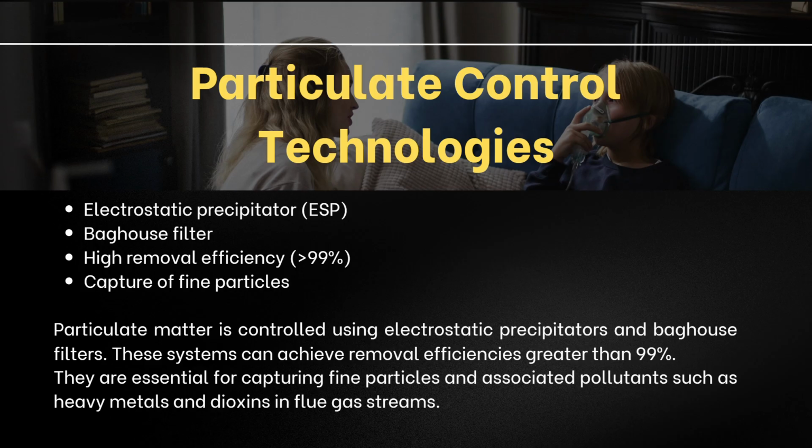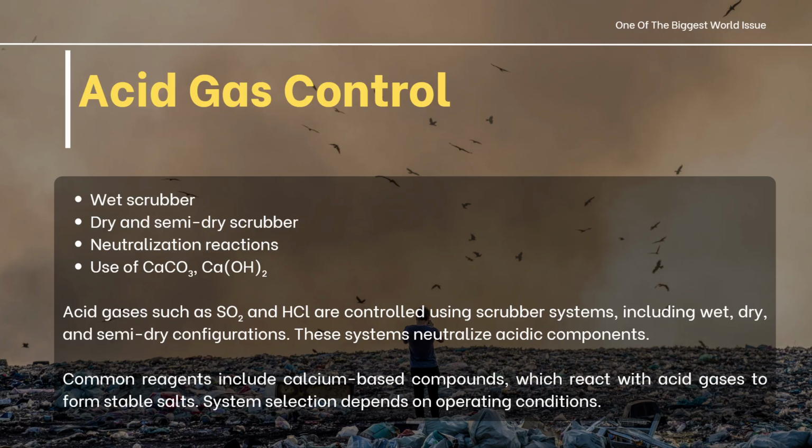Next is the particulate control technology. There are several control technologies. The first ones are the electrostatic precipitator and baghouse filter, with high removal efficiency and the capture of fine particles. Particulate matter is controlled using electrostatic precipitator and baghouse filter. The systems can achieve removal efficiency greater than 99%. They are essential for capturing fine particles and associated pollutants such as heavy metals and dioxin in the flue gas stream.